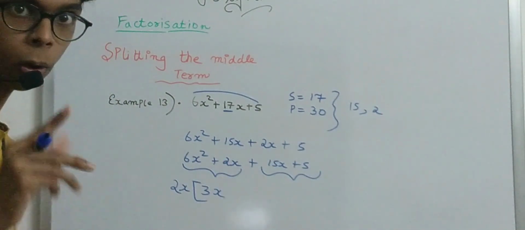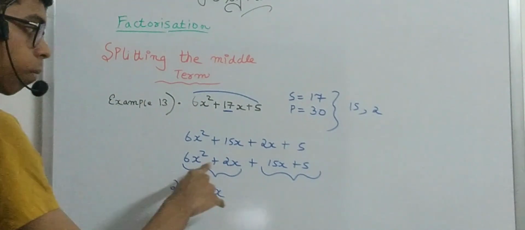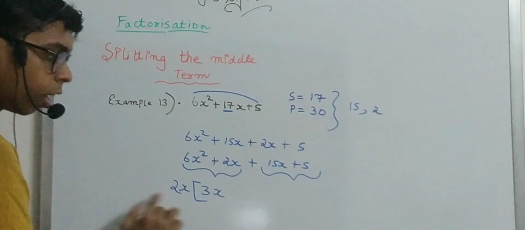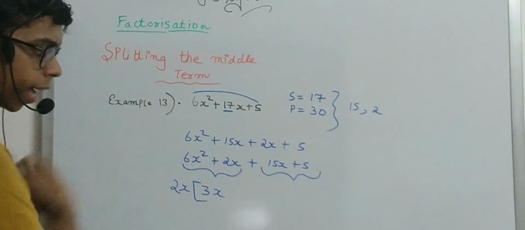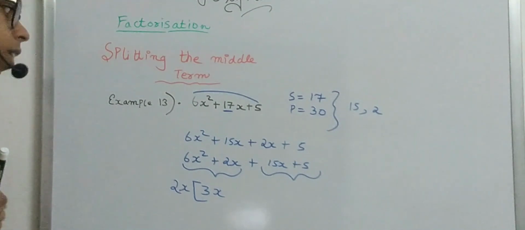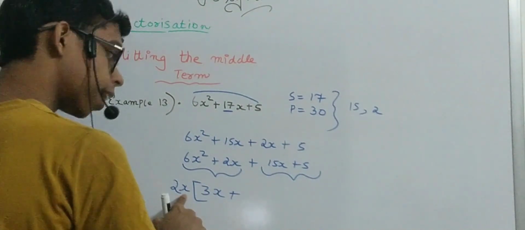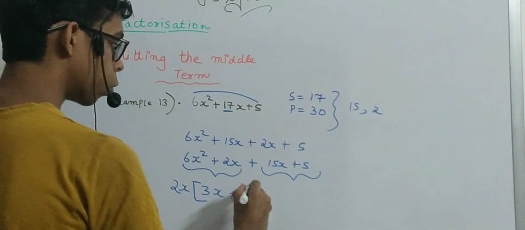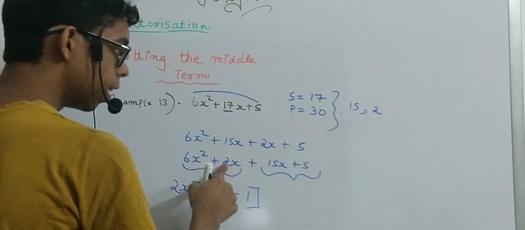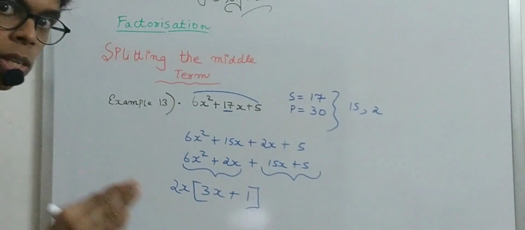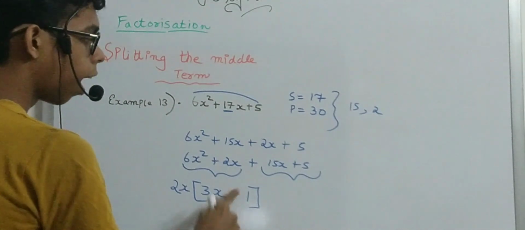One thing, when you are always taking something common, when you open the bracket you should get back the same. So if you see over here, if you open the bracket, 2 into 3 is 6. x into x is x square. So when you open the bracket you should get back the same thing. Plus, now 2 is over here and x is also over here. So here it should be 1, because when you open the bracket 2x into 1 is 2x.